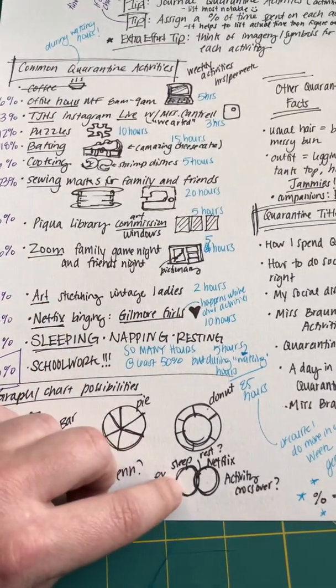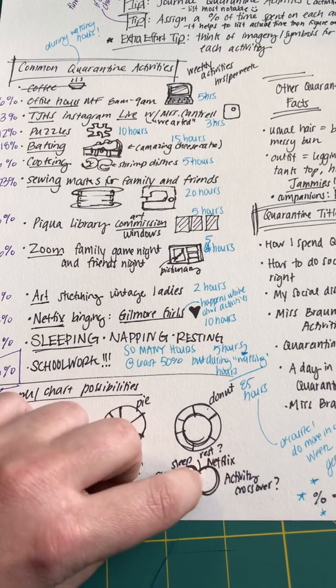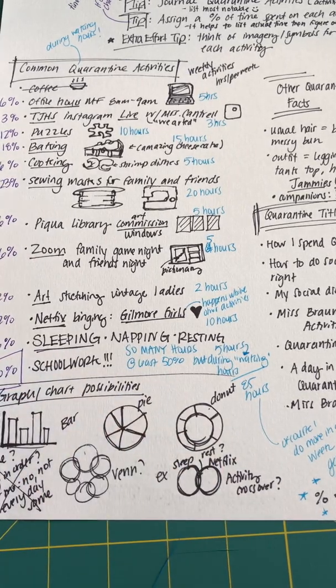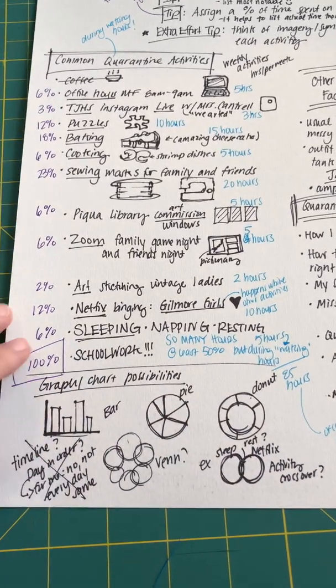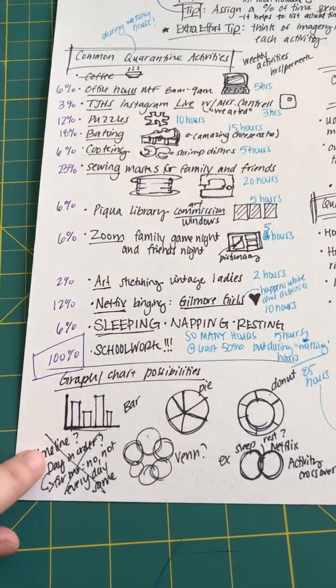For instance, sleep and Netflix kind of overlap here, and what is in between? Well, Netflixing in bed. So you can do that type of thing. You can also do a timeline.